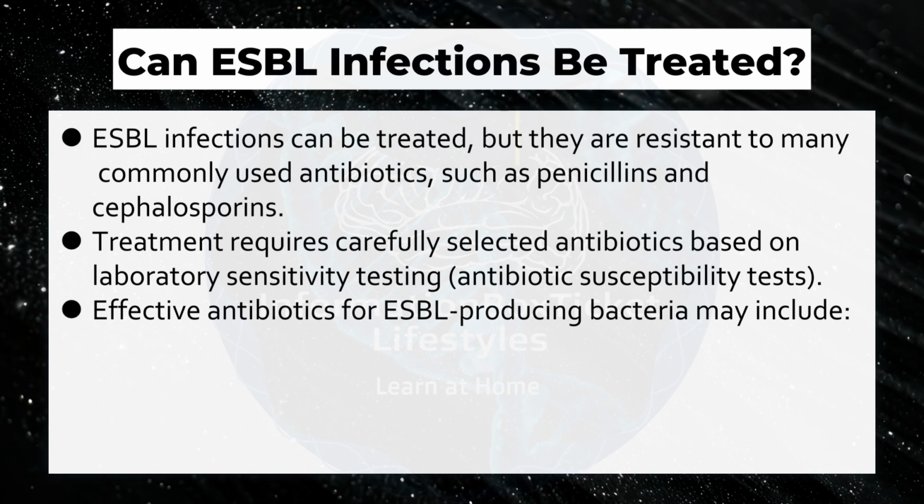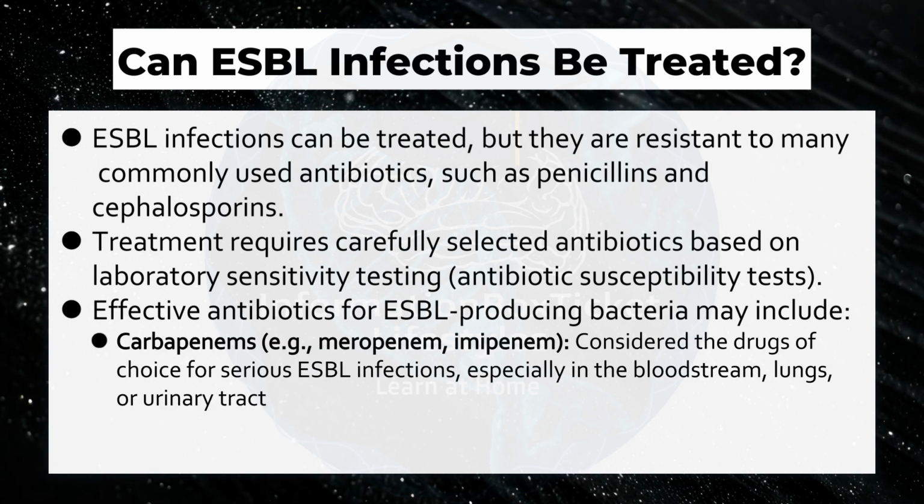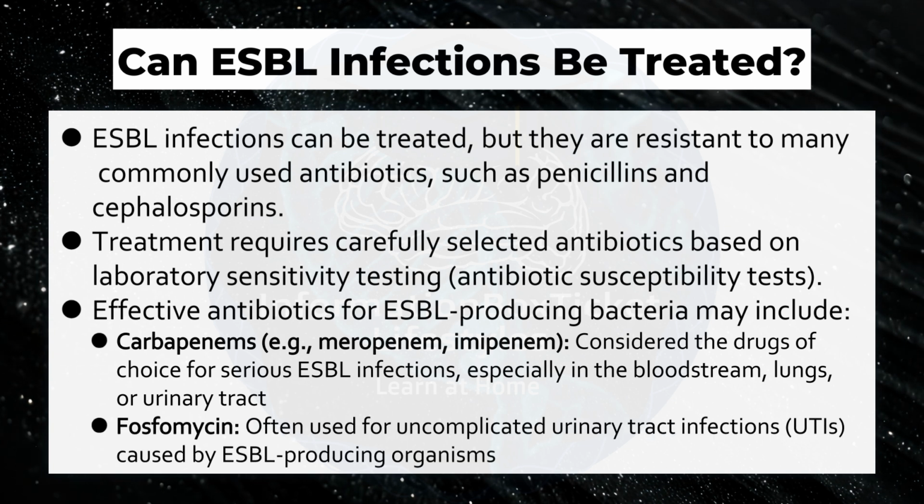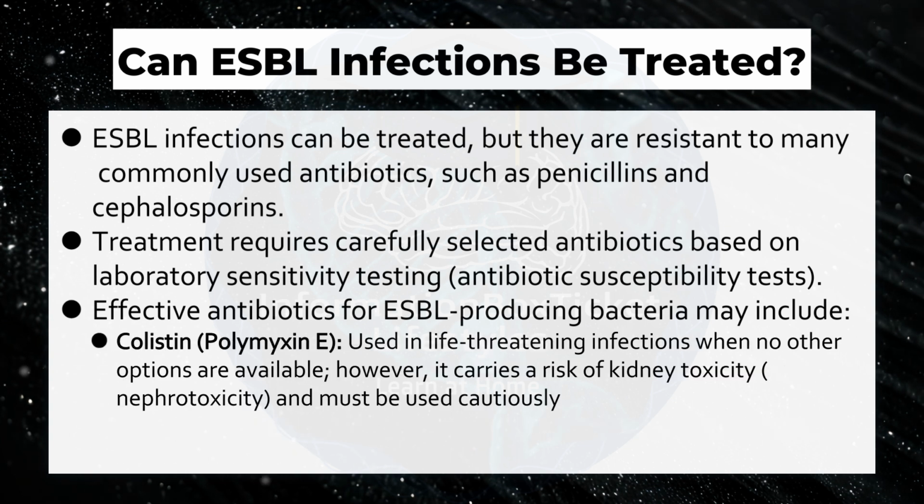Effective antibiotics for ESBL-producing bacteria may include carbapenems, e.g., meropenem, imipenem. Consider the drugs of choice for serious ESBL infections, especially in the bloodstream, lungs, or urinary tract. Fosfomycin, often used for uncomplicated urinary tract infections, UTIs, caused by ESBL-producing organisms. Colistin, polymyxin E, used in life-threatening infections when no other options are available.